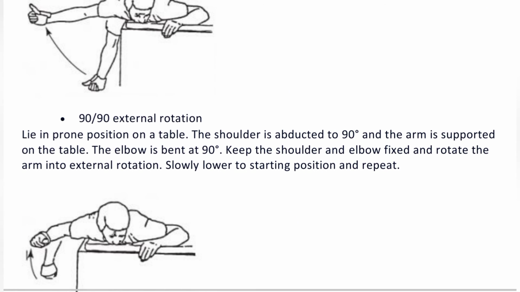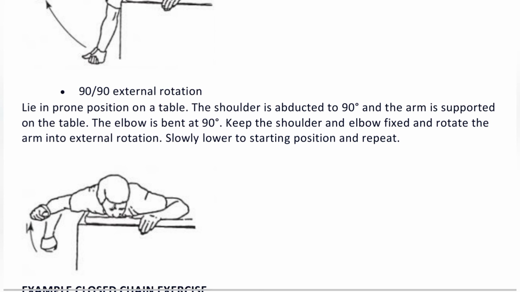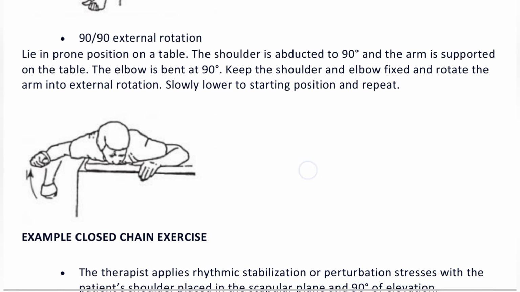Next one is 90 by 90 external rotation, 90 to 90 degrees. Lie in a prone position on a table. The shoulder is abducted 90 degrees, the arm is supported on the table, and the elbow is bent 90 degrees. Keep the shoulder and elbow fixed and rotate the arm into external rotation. Slowly lower to the starting position and repeat.